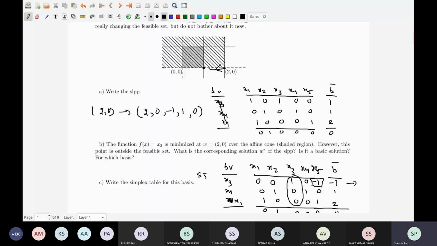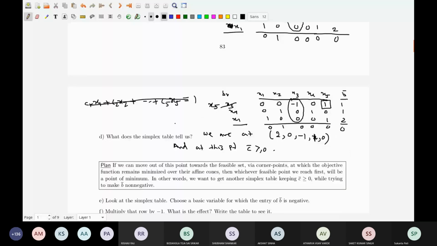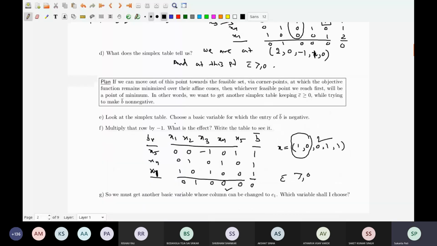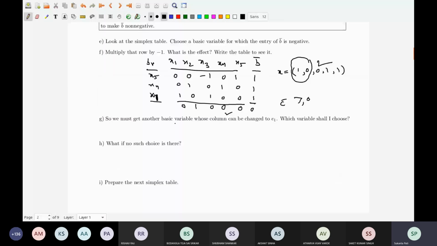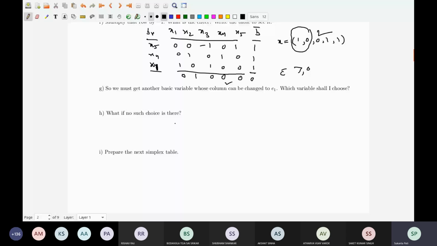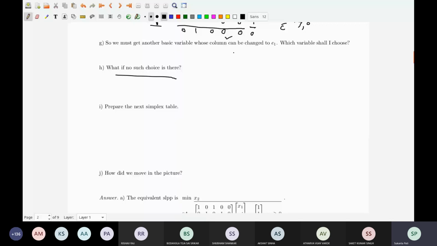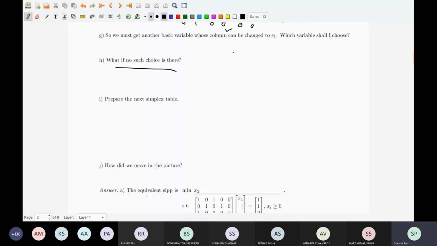So what if no such choice is there? This was what I explained, that what if in that row there is no positive entry? That means the set is empty. Those who have not noticed, after all this discussion, I already have the fair written notes, so you can read from there. So how did we move from there? That part is there.